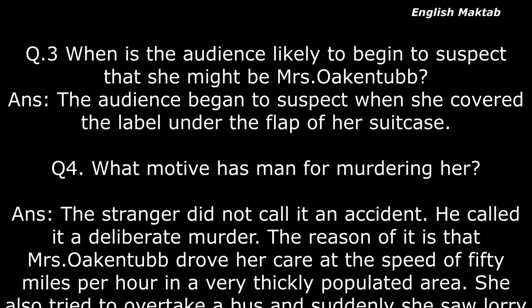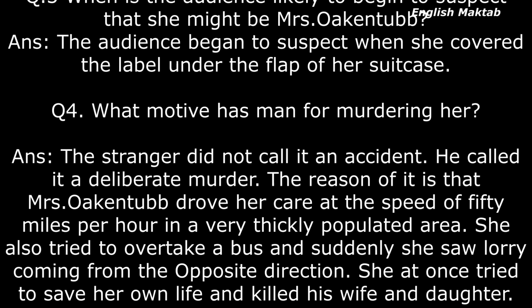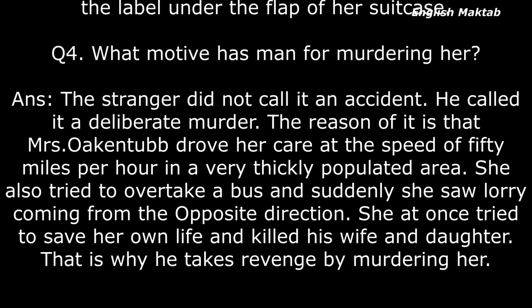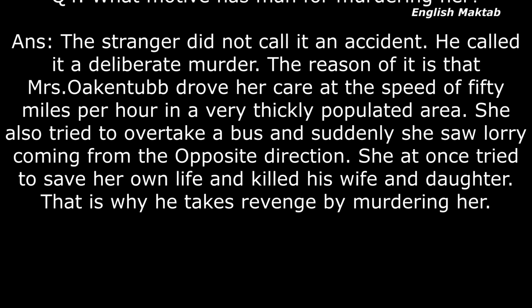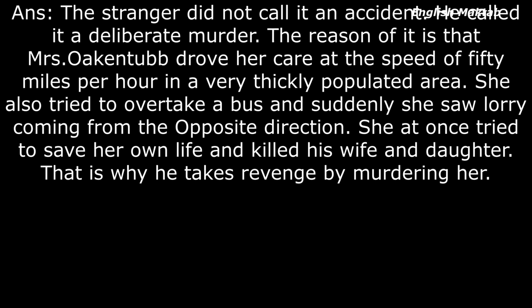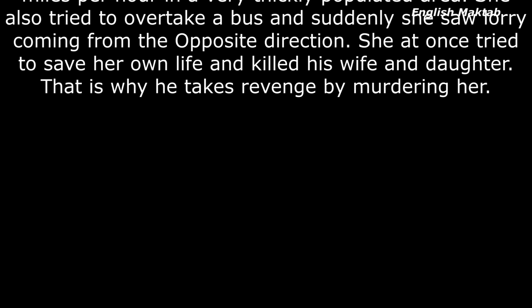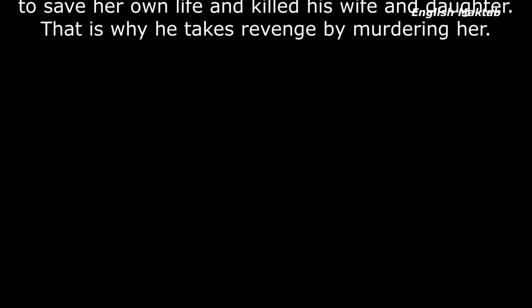Ans. The stranger did not call it an accident. He called it a deliberate murder. The reason is that Mrs. Oakentubb drove her car at the speed of 50 miles per hour in a very thickly populated area. She also tried to overtake a bus, and suddenly she saw a lorry coming from the opposite direction. She at once tried to save her own life and killed his wife and daughter. That is why he takes revenge by murdering her.